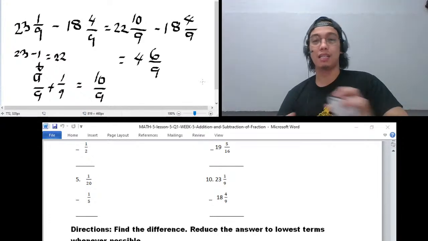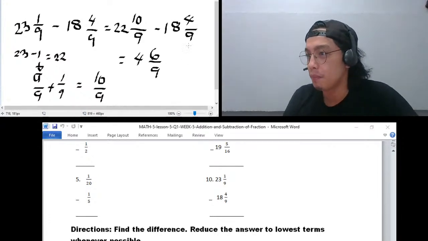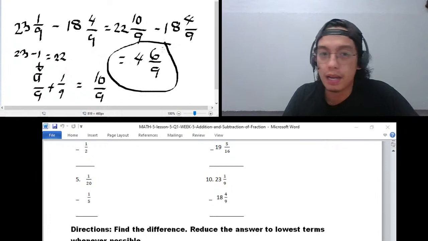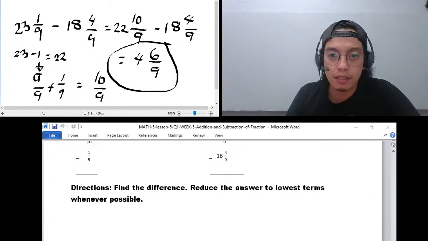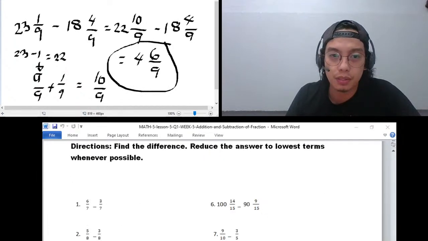It's correct. So that's how you do it. Okay. All right. Next is find the difference. Reduce the answer to the lowest terms.